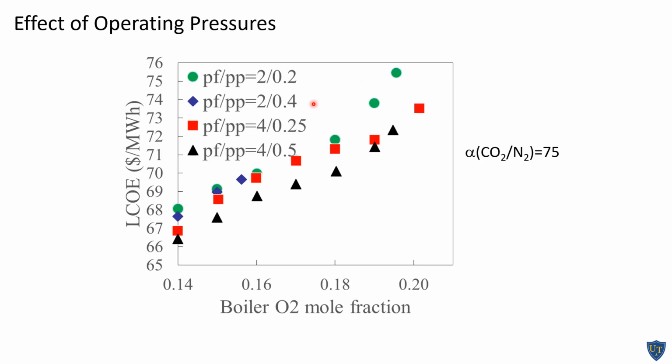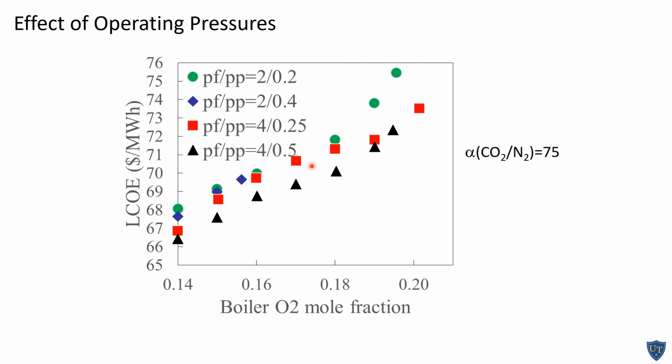Next, let's look at the effective operating pressures. We're going to look at the same thing, levelized cost of electricity in dollars per megawatt hour as a function of the boiler feed air oxygen mole fraction, for, in this case, a fixed selectivity of 75. There are 4 sets of operating pressures shown here. The first 2 are for a feed pressure of 2 bar and 2 different permeate pressures, both vacuums. The second set are for a feed pressure of 4 bar and 2 different permeate pressures, both vacuums.